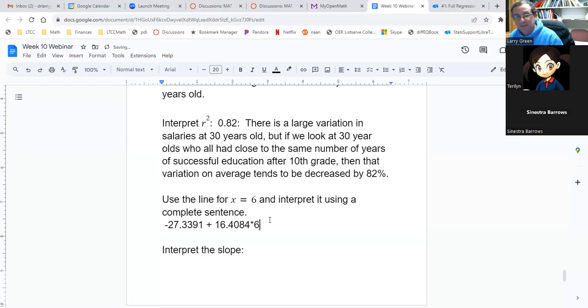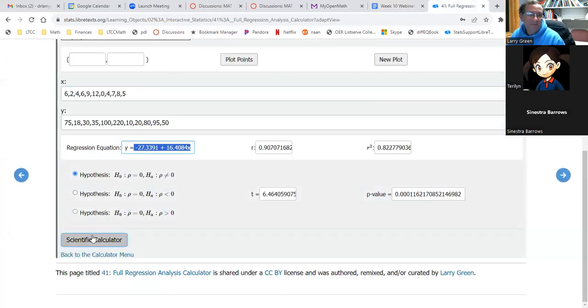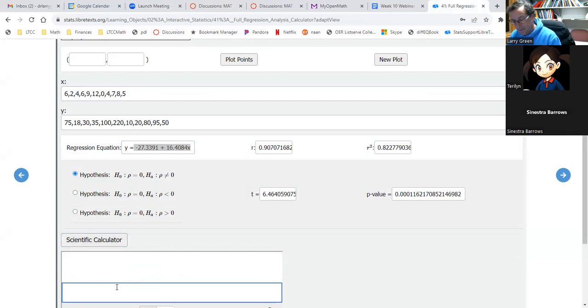So we go times 6. Pop in the calculator. And we get about 71 is good enough, to the nearest 1,000.